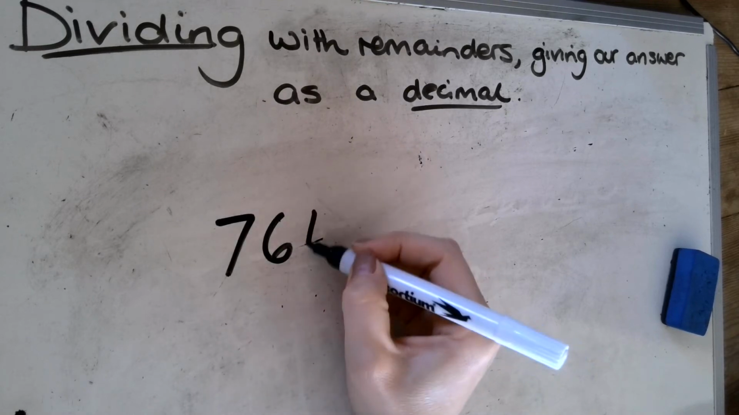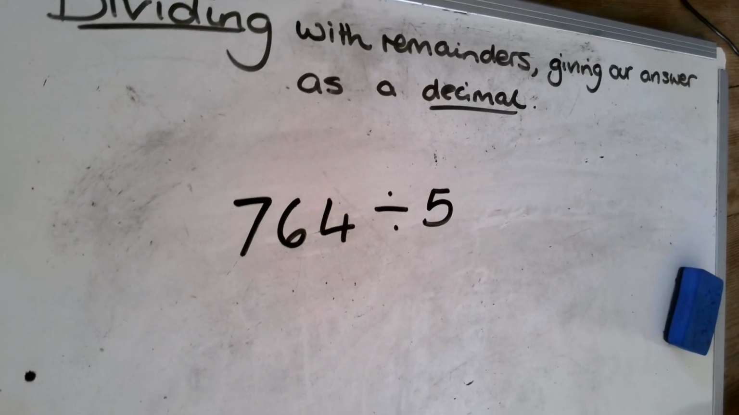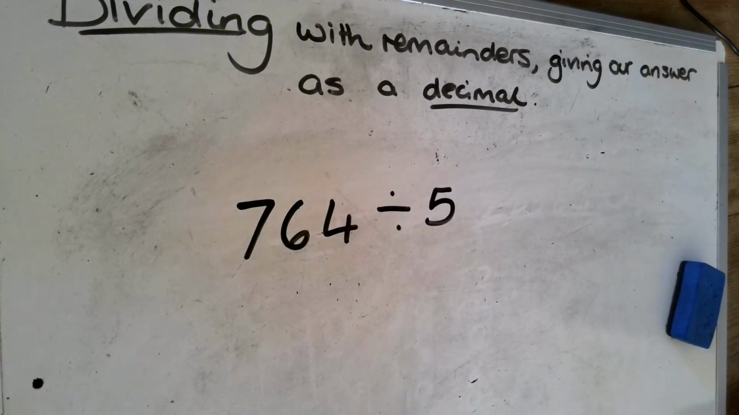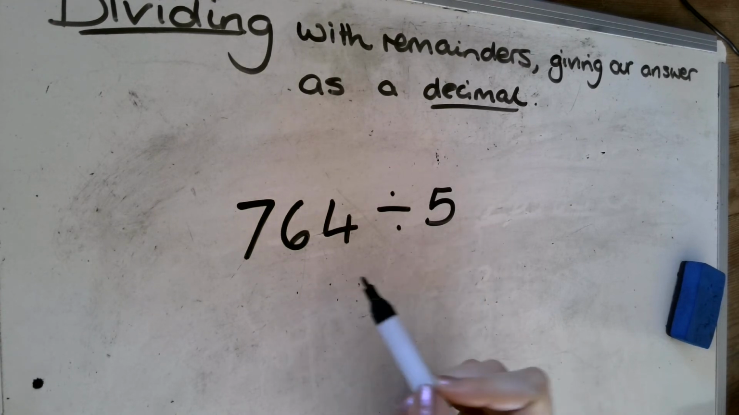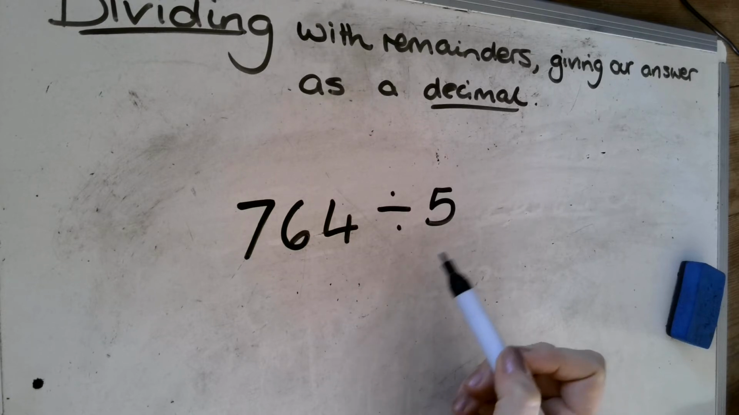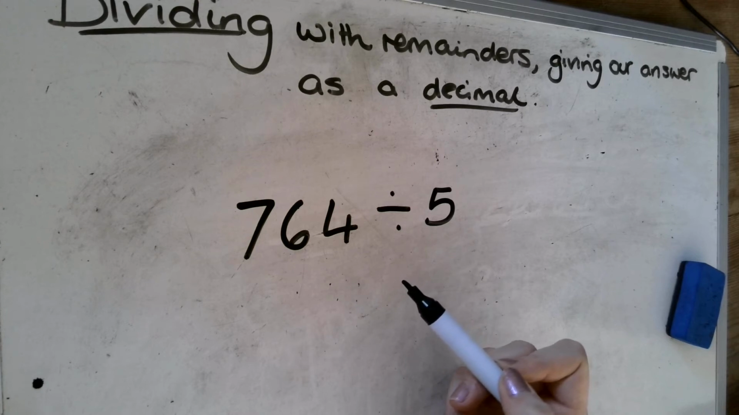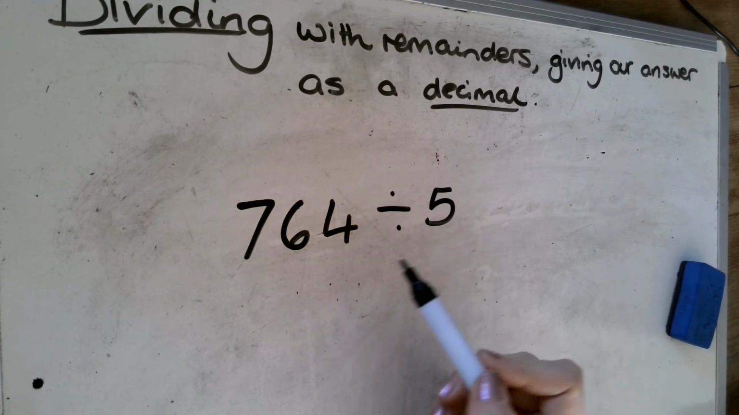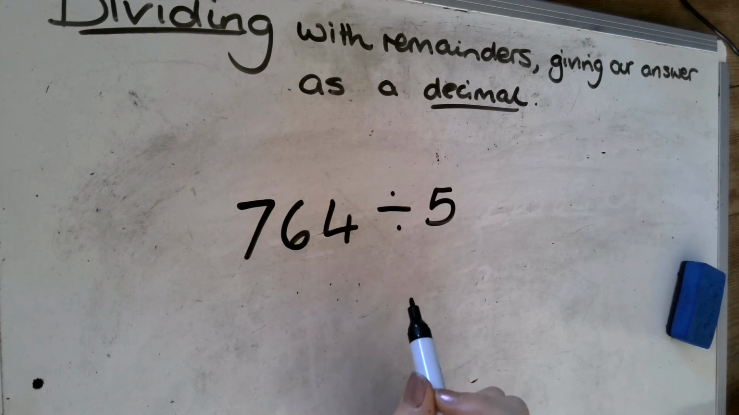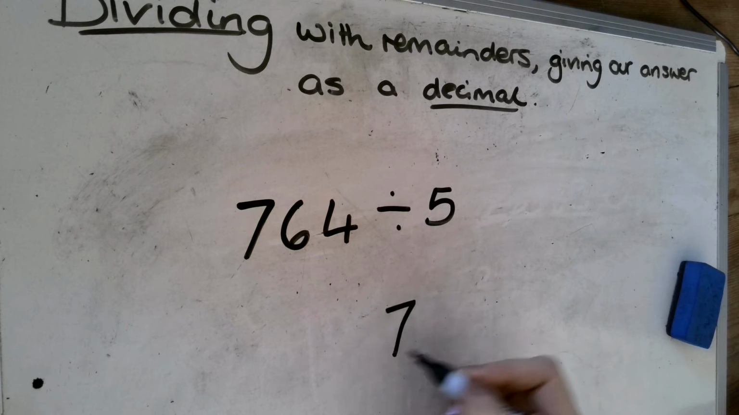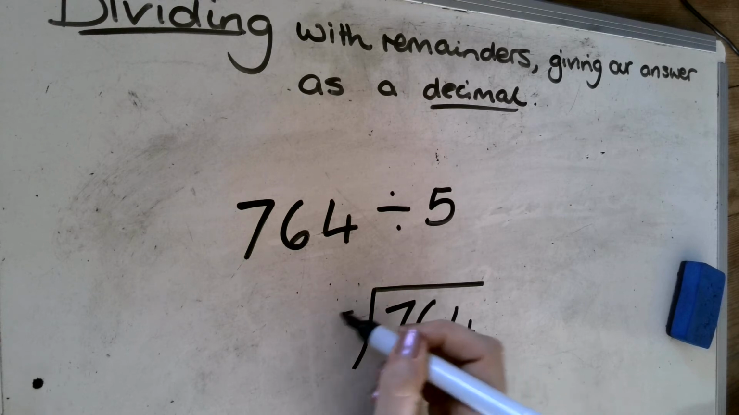764 divided by 5. Now again, as mathematicians, we're going to use our reasoning skills to recognise that all numbers that can divide by 5 without leaving a remainder end with 5 or 0, because all multiples of 5, all numbers in the 5 times table, end with a 5 or a 0. So we should know already as mathematicians that we are going to have an answer that gives us a remainder, because this number ends with a 4. So we are going to draw our bus stop, not our method, like this.